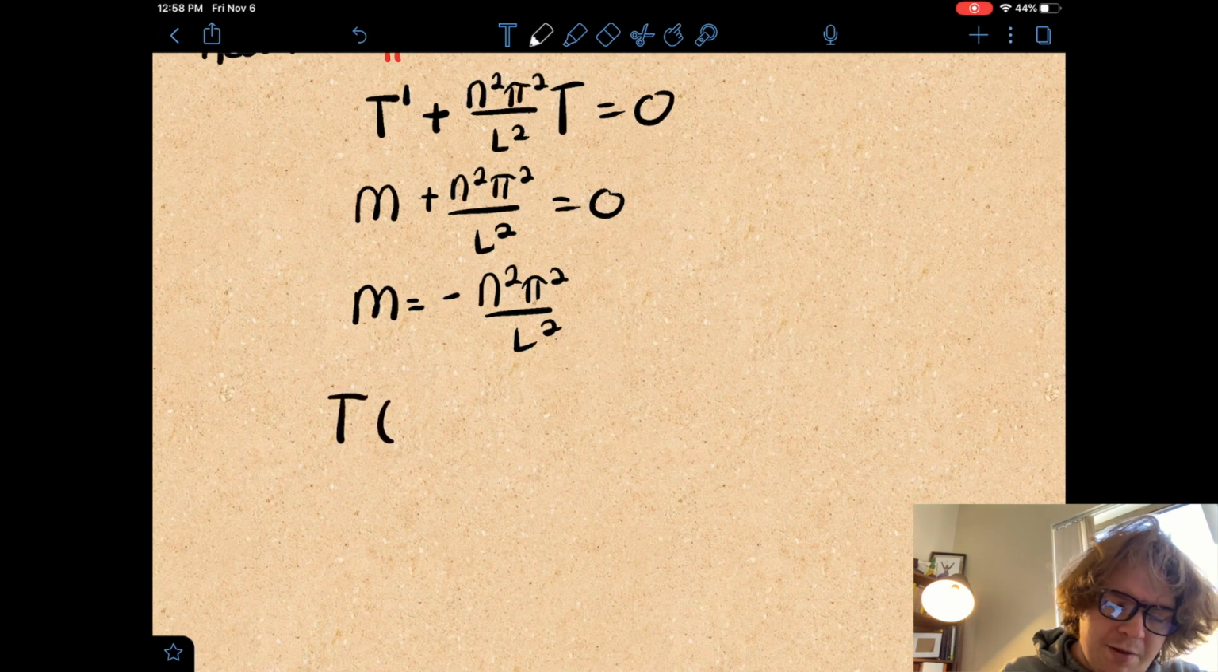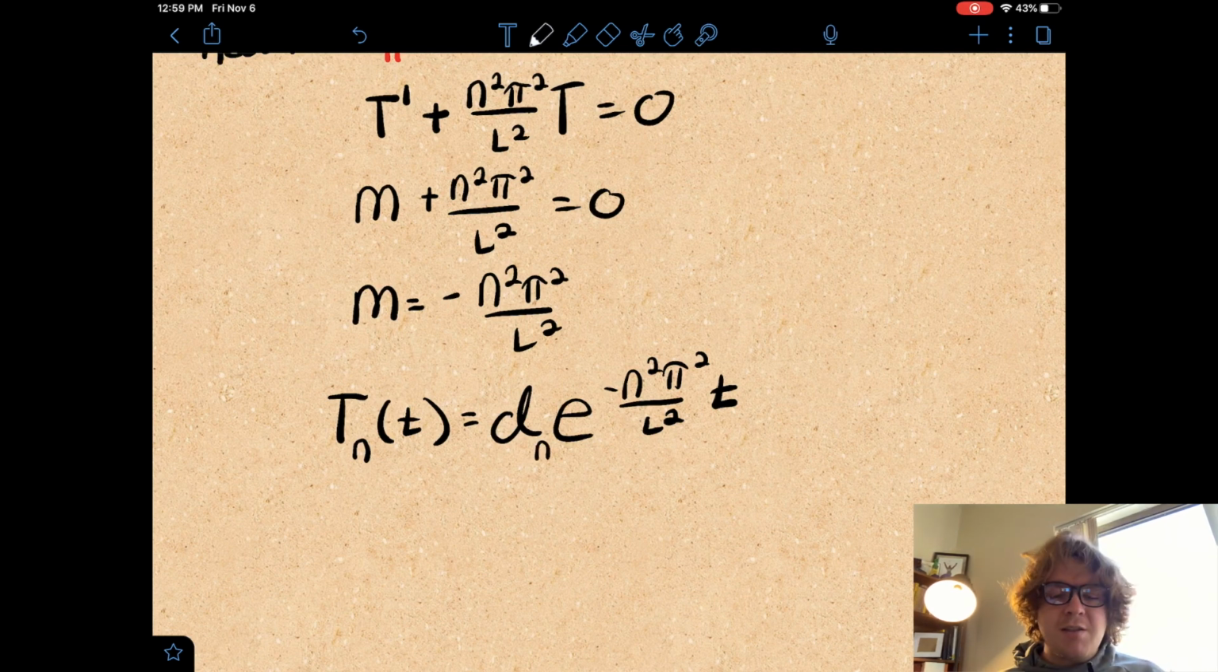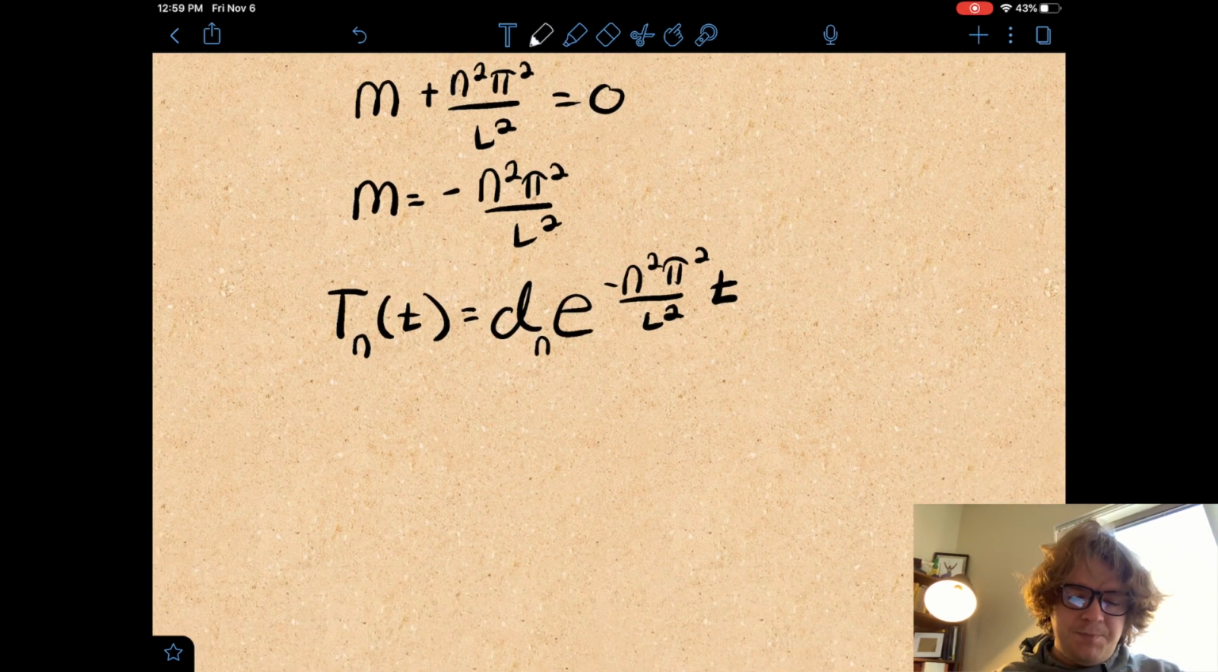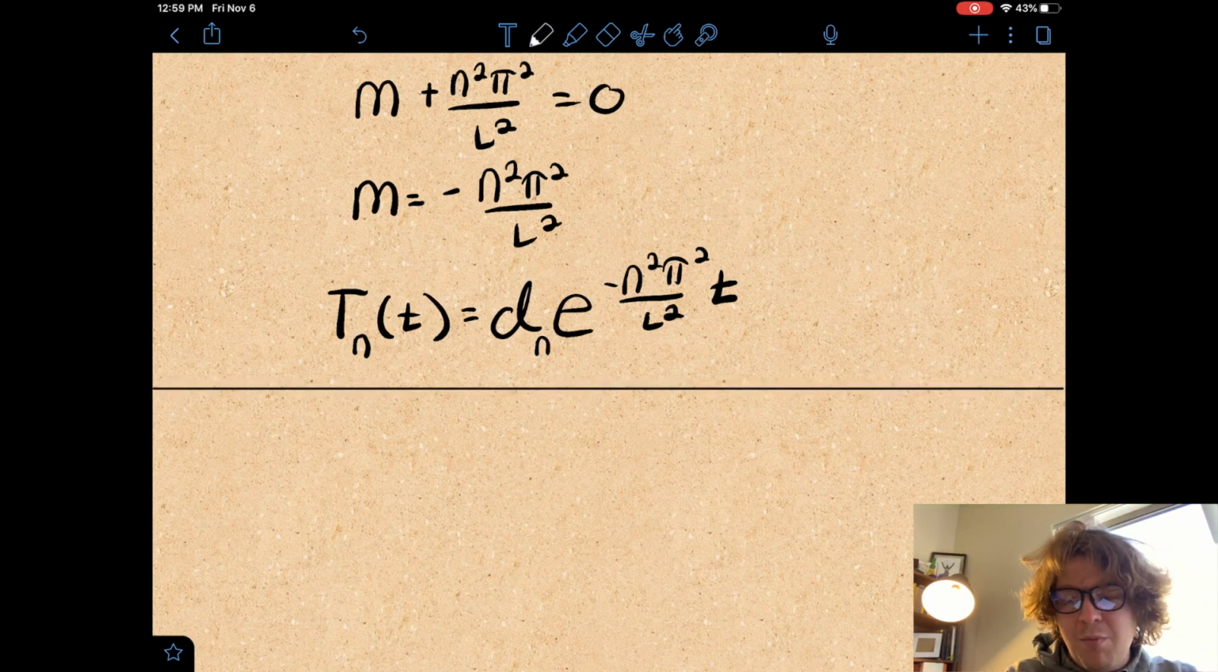So you end up with a solution to your t differential equation, which is going to be some constant. We already used c's, let's use d. And that's going to be d times e to the negative n squared pi squared over L squared times t. But because your solution depends on n, let's call that a t sub n. And because for each value of n, you might have a different constant, let's call those d sub n's. All right. Solving that t differential equation, much easier.